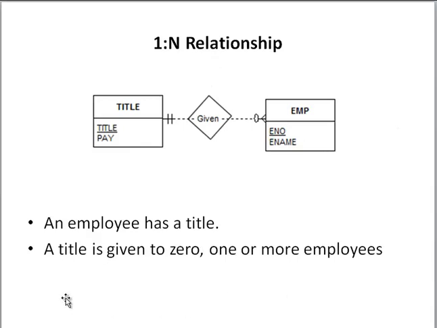One-to-N relationship, here we have an example where a title is given to many employees. In this case, an employee has a title, has to have a title, according to this notation that I'm using, and a title is given to 0, 1, or more employees using this notation. Title is given to many employees. So 1 to N.